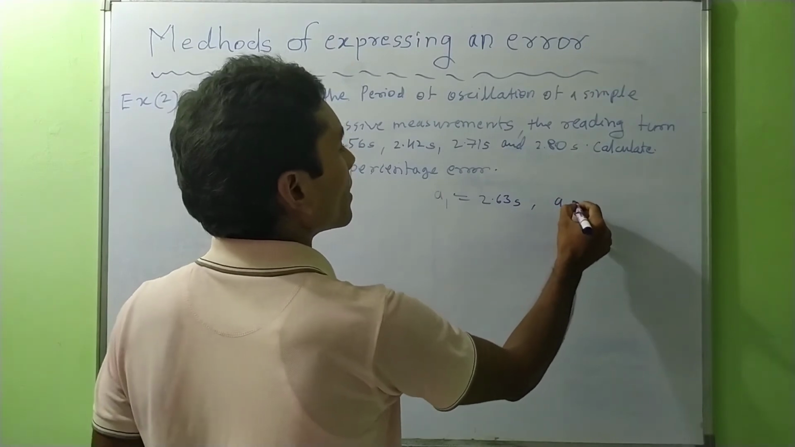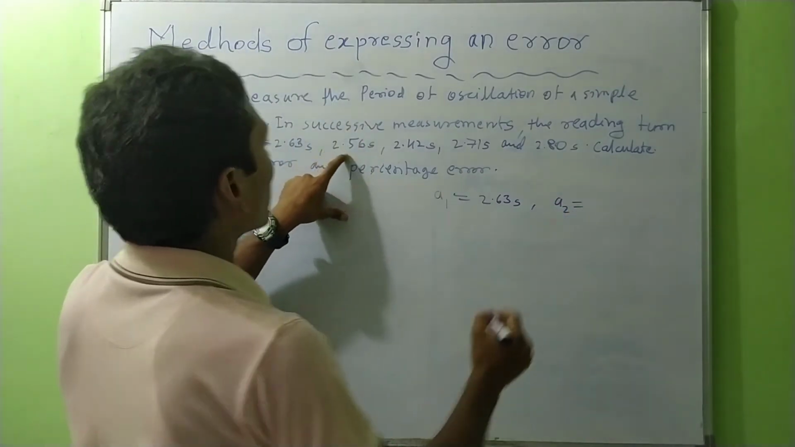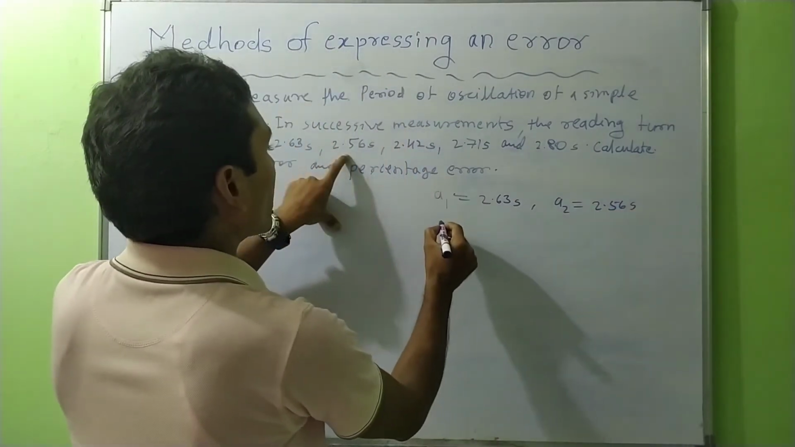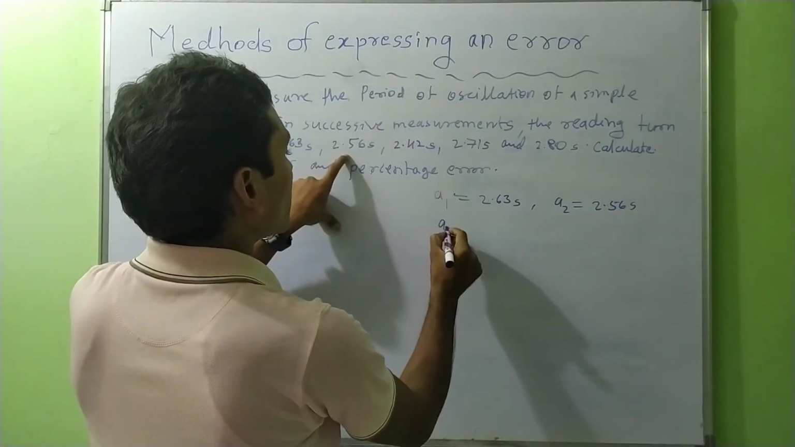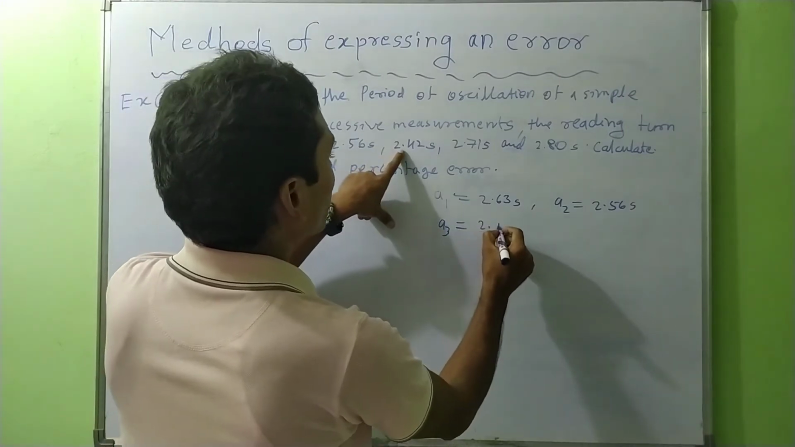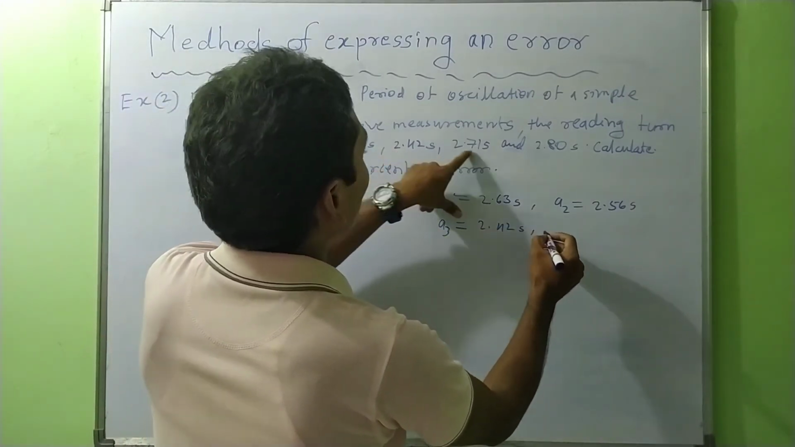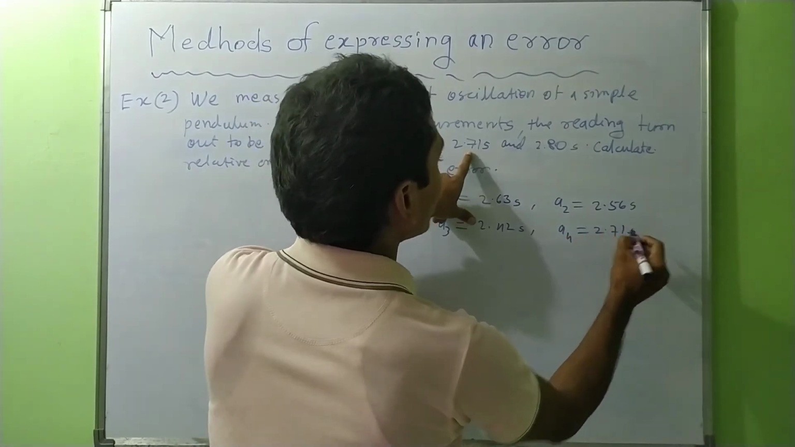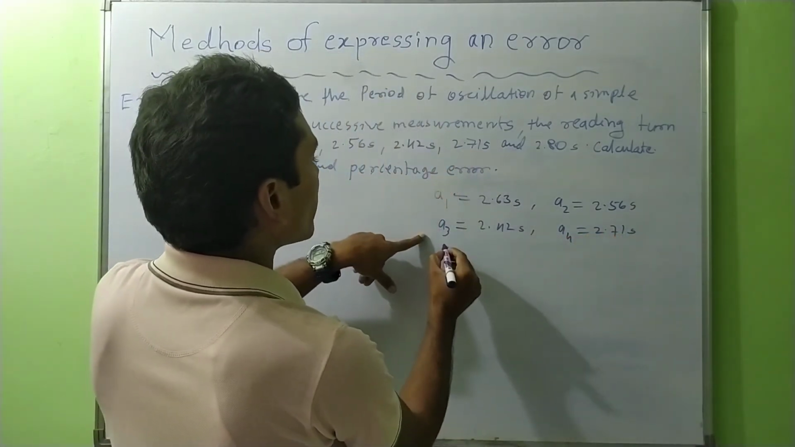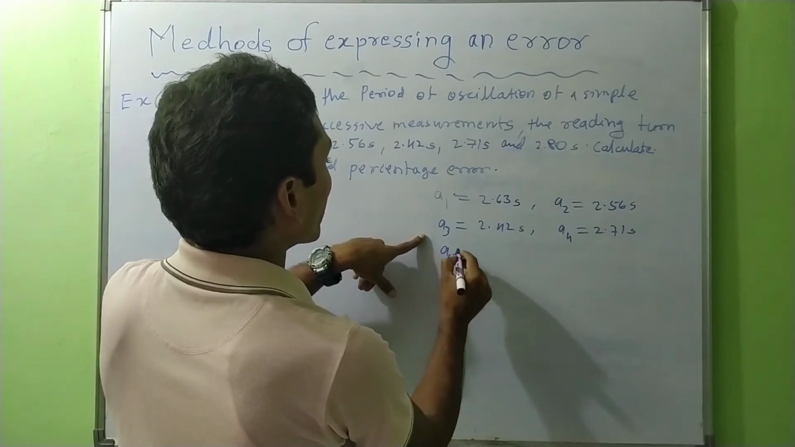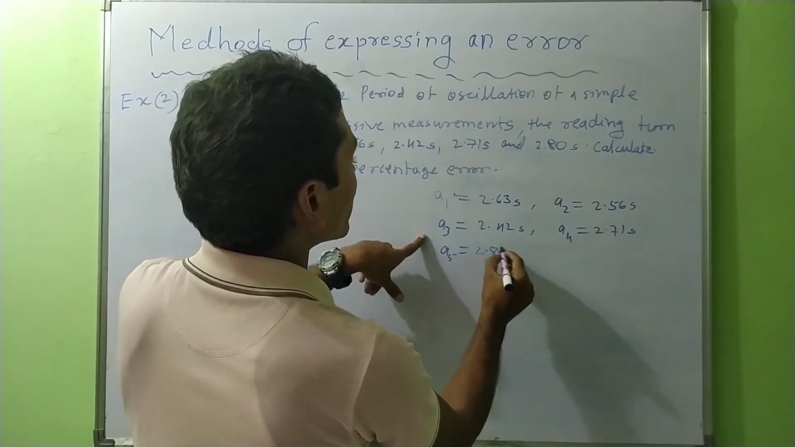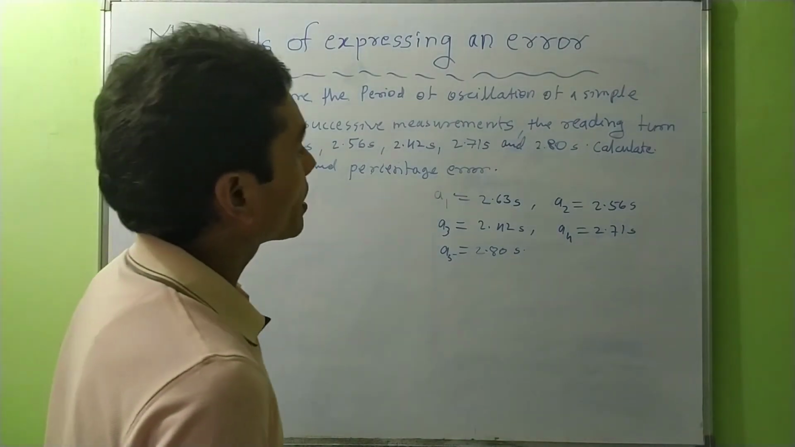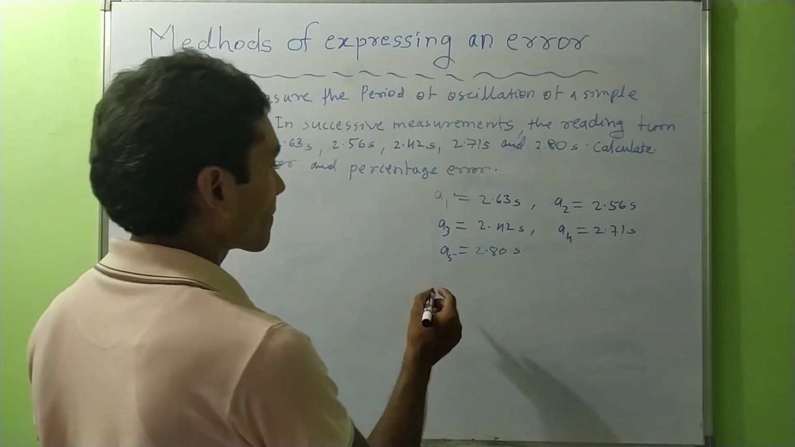Second reading A2 will be equal to 2.56 second. Third reading A3 equals 2.42 second. Fourth reading A4 will be 2.71 second and fifth reading A5 will be 2.80 second. Okay, so we'll calculate first the average.